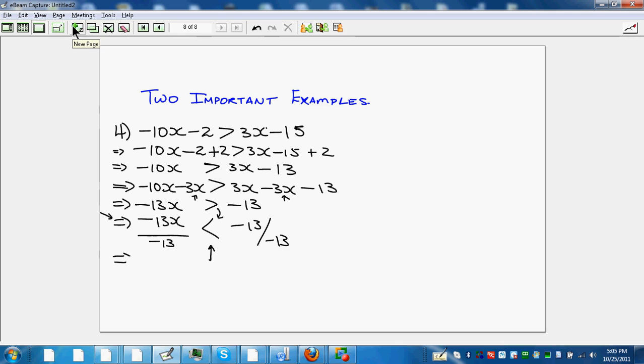So the answer here comes down to be x is less than 1. Okay, so we'll do one more example and then we close off of this situation.